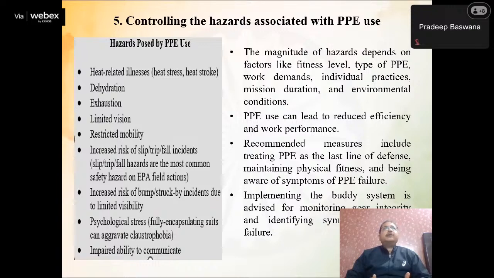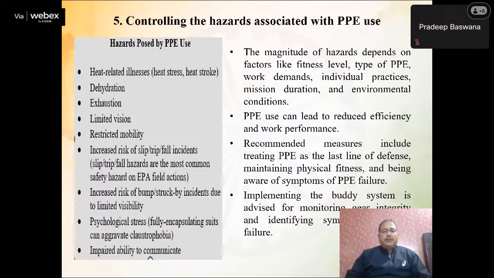It is the internal mechanism of the body that has to maintain the inner temperature. And dehydration, exhaustion, limited vision, restricted mobility, all these things are causes which we can see in general criteria also, that the responders face, whosoever is using the PP. Increased risk of slip, trip, fall incidents. Slip, trip, or fall hazards are the most common safety hazards on EPA field actions.